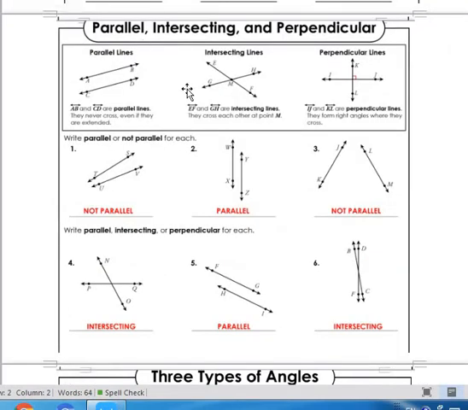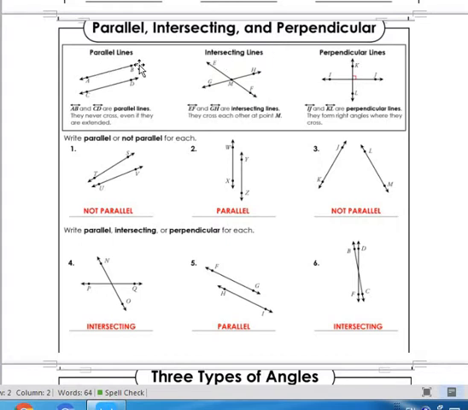Moving to the relationship between lines. I have parallel, intersecting and perpendicular. So we are having here parallel, intersecting, perpendicular.